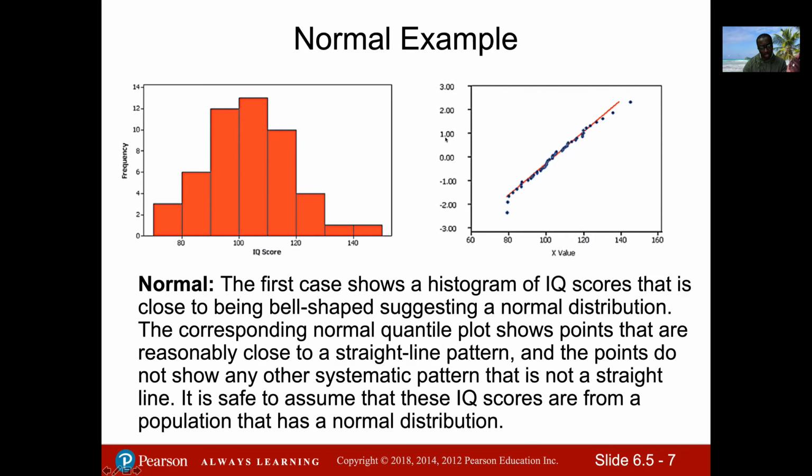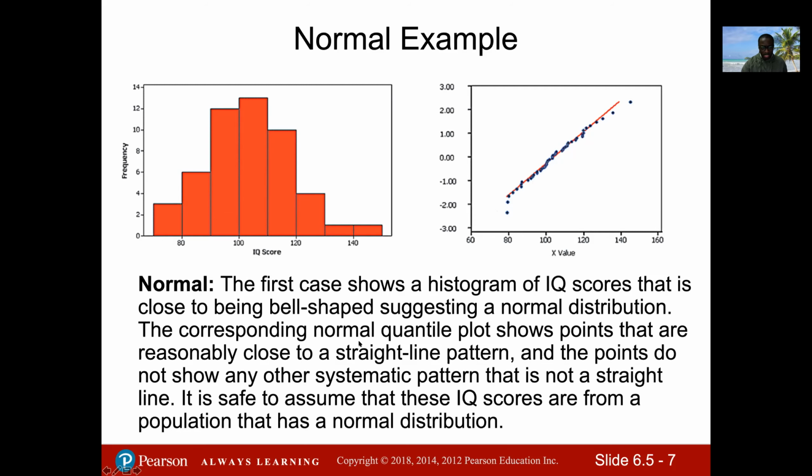That's why I have 0 at the top, then 1 to 3, and then -1 to -3. Now if you look at this pattern, the points are reasonably close to a straight line, except these last two, but most of them are close to a straight line. And it doesn't show any pattern along the line. So we say that this is normal.